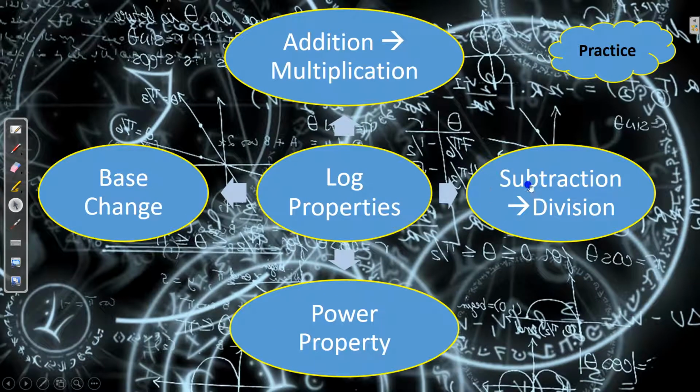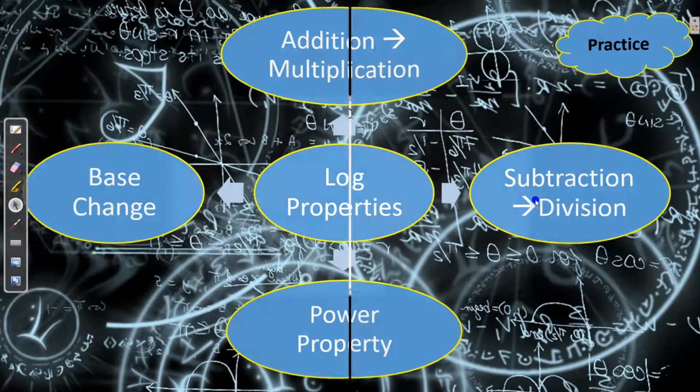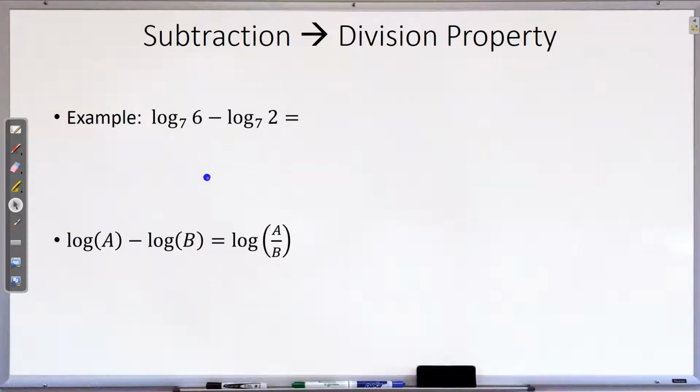Now it's on to subtraction and division. So this one is actually very, very similar. If I have two logs that are subtracting, you can see they have the same base again. What we can do is divide the inside. So this will be log base 7 of 6 divided by 2, which is log base 7 of 3.